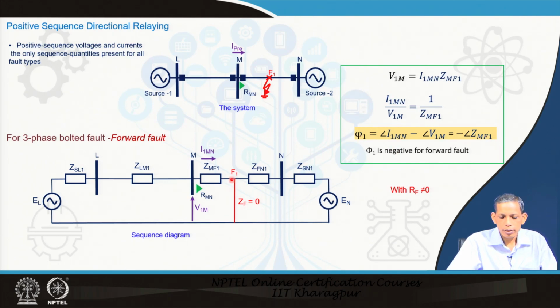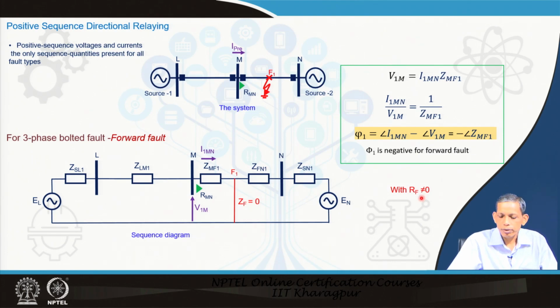It means that for a forward fault, because this is the equivalent for all types of fault, we can say that phi 1, which is nothing but the angle of the positive sequence current seen by the relay minus the angle of the positive sequence voltage seen by the relay Rmn, will be a negative value, because this is a forward fault. This is the conclusion we see from here.